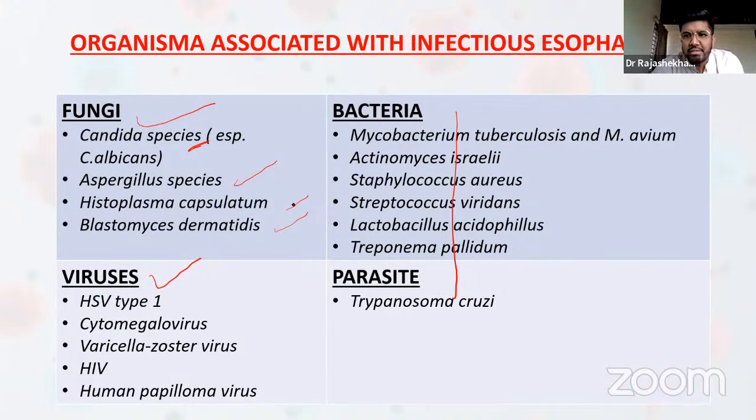Among the viruses, it is mainly the Herpesviridae: herpes simplex virus 1, cytomegalovirus, varicella zoster, and HIV per se can also infiltrate the esophageal mucosa, along with rare human papillomavirus. There are also some bacteria, especially chronic bacteria like Mycobacterium tuberculosis or the avian complex, and Actinomyces israelii, and routine organisms like staph and strep have been detected as causative agents.